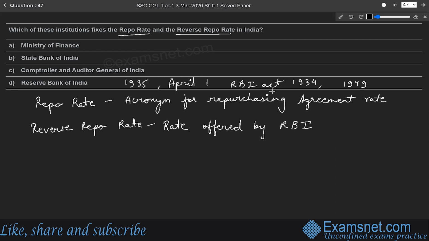Now, what is monetary policy? In simple words, monetary policy refers to the steps undertaken by central bank to control all the supply of money in the market. So, for this question, the correct answer will be option D, which is Reserve Bank of India. It is responsible for fixing repo rates and reverse repo rates. And also it regulates these rates as a part of monetary policy. I hope you are clear with this question.